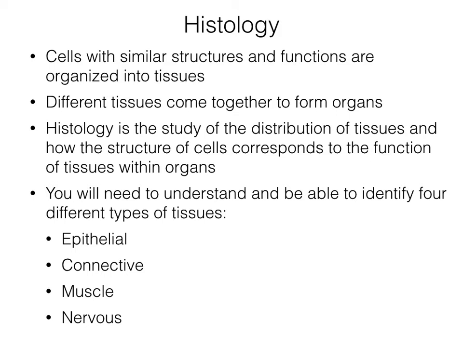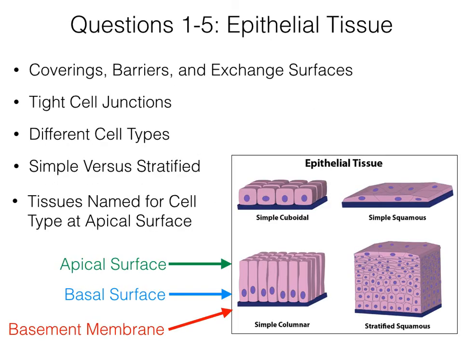So, what histology does is study the distribution of various kinds of tissues throughout different organs and how those tissues are structured in order to give those organs function. There are four major types of tissue that you're going to have to be able to identify, and we'll go over them in this lecture and lab. Let's start with epithelial tissue.